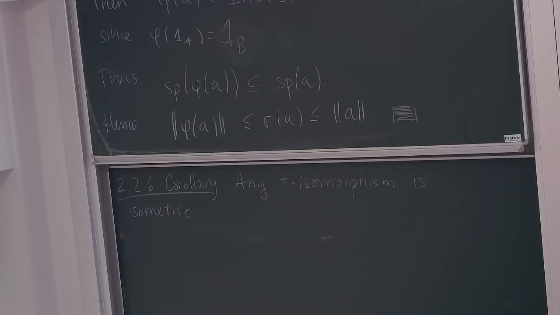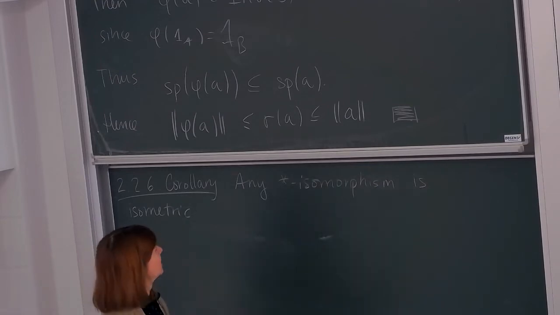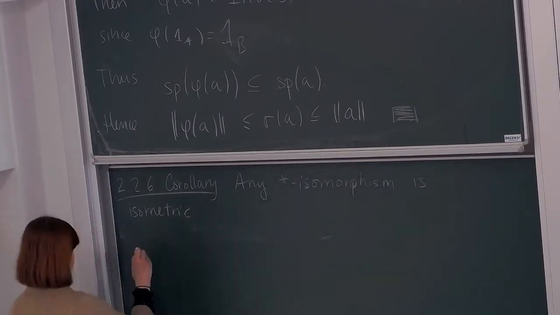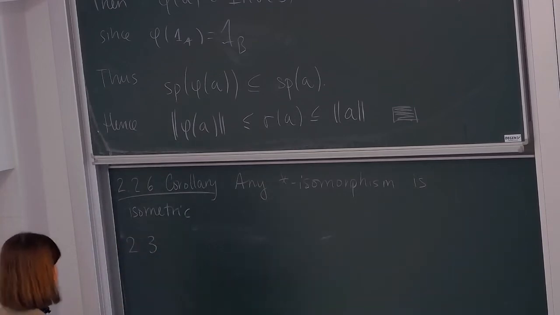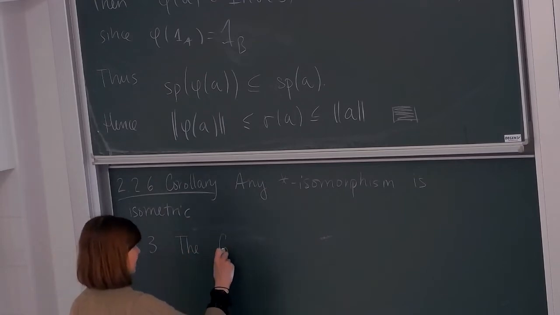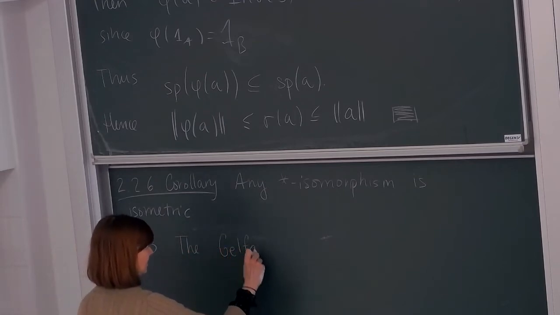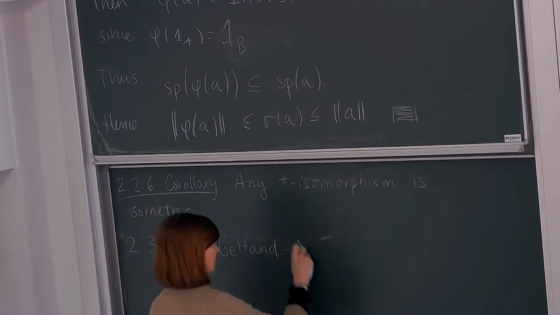Okay, so now we'll talk about the Gelfand-Naimark theorem. So we saw the Gelfand transform for Banach algebras in the last lecture, I believe. And for C-star algebras, we get a slight improvement on that result. And this is really one of the most fundamental theorems in C-star algebras.